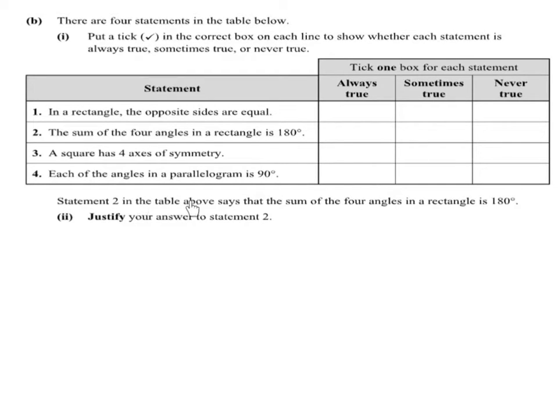Statement 2 in the table above says that the sum of the four angles in a rectangle is 180 degrees. Part 2, justify your answer to statement 2. So justify means explain and back up your answer to statement 2. So whichever box you tick for statement 2, you need to explain the reason why you picked this box.